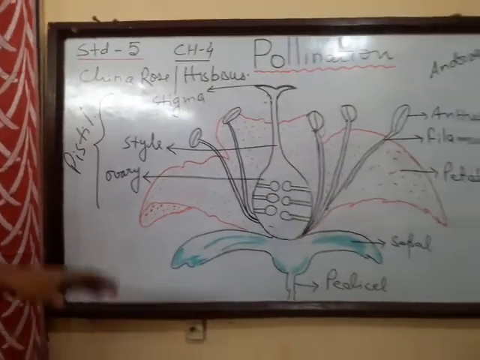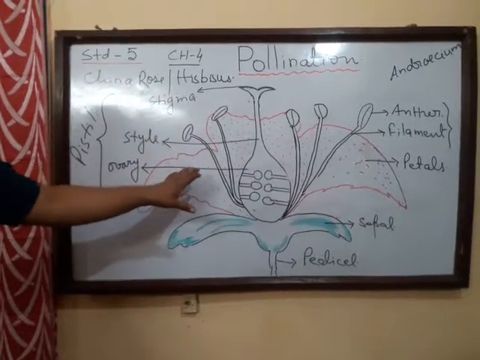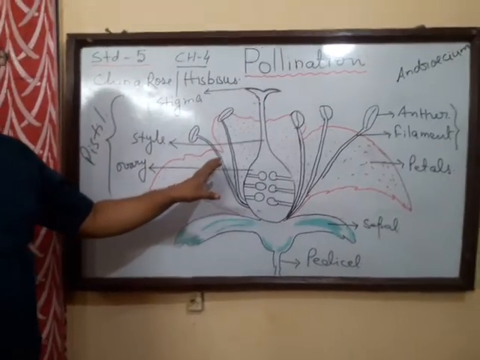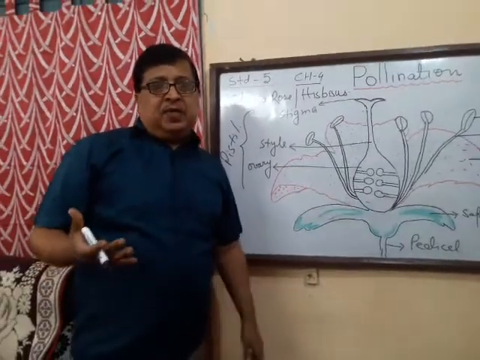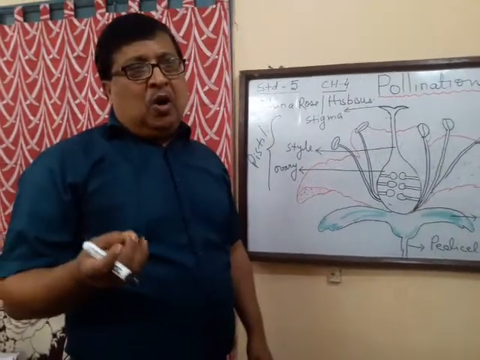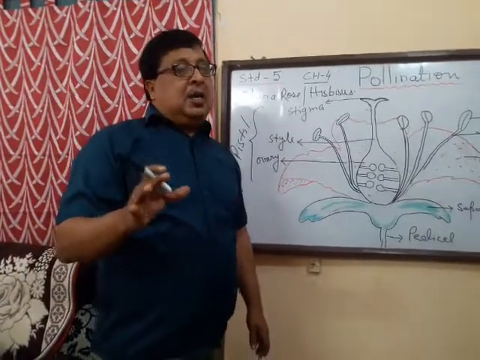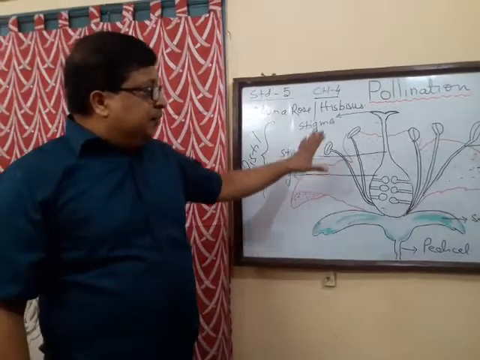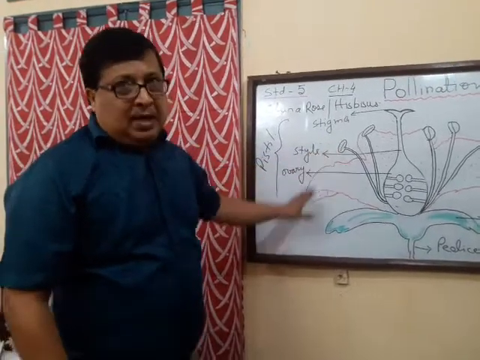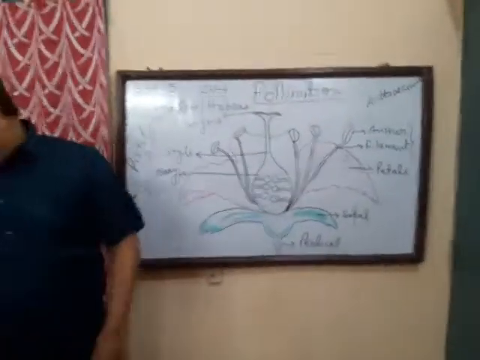Now these are the different parts of the flower. Usually in some plants the flowers are very showy, very attractive, scented, whereas in some flowers they may be very small or unnoticeable without any scent. So it depends upon the plants. Now let us talk about the different parts of the flower.